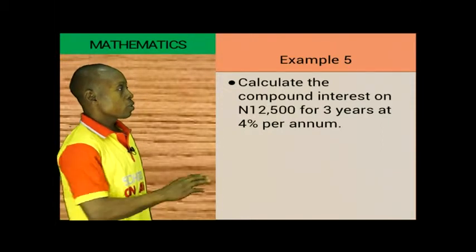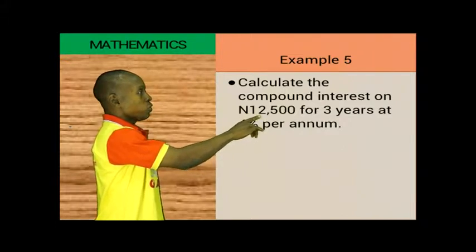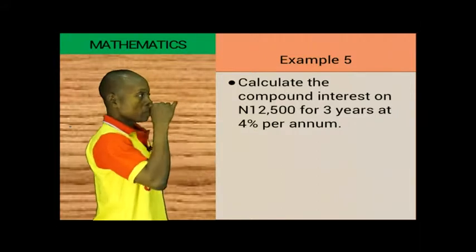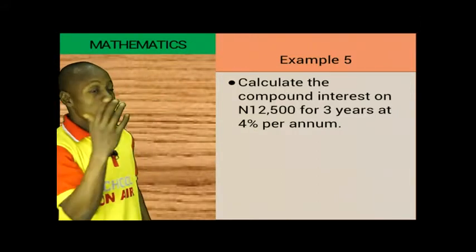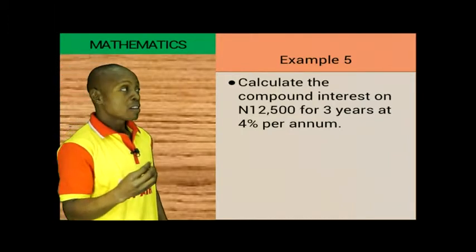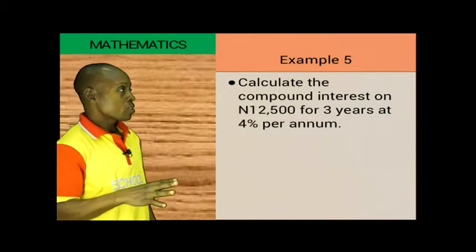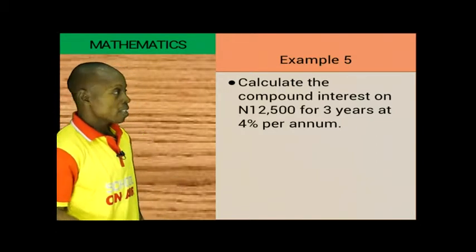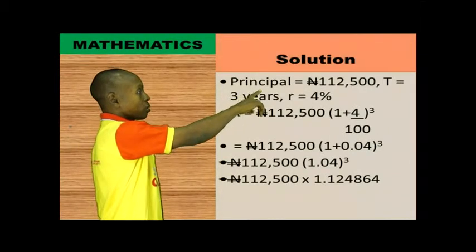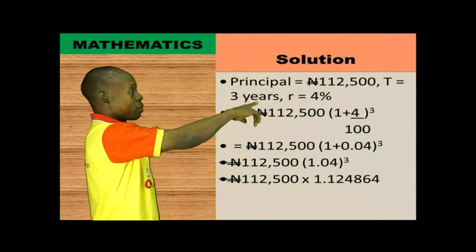So the next example is we have to calculate the compound interest on 112,500 naira for 3 years at 4% per annum. So what will be the accumulated interest on 112,500 naira for the period of 3 years at 4% per annum? That's what the question is requesting us to do. So let's see how we go about it. So you have the principal 112,500, and the time is 3 years.